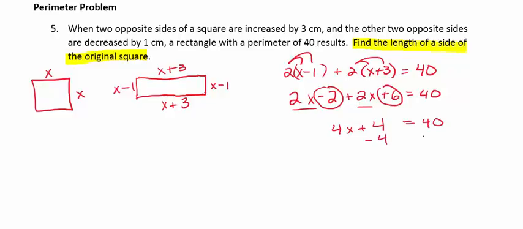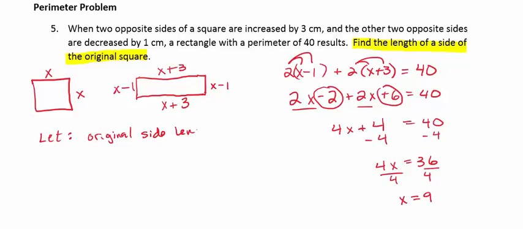And just work on cleaning things up here. 4x equals 36, and divide by 4. x equals 9. If we go back here, we never actually wrote a let statement, but if I did, I would have said let x equal the original side length. And if we plug in the 9, we would know that it's a 9 by 9 for our original square. Please stay tuned for the question that follows.